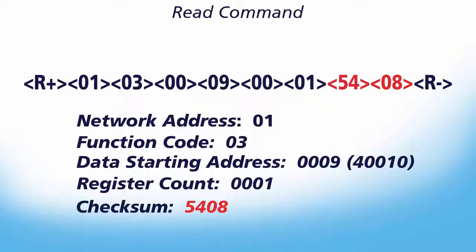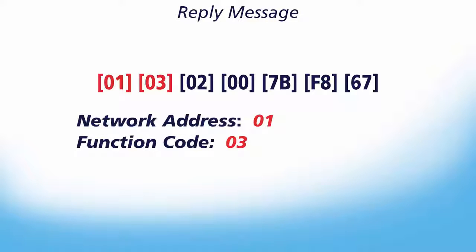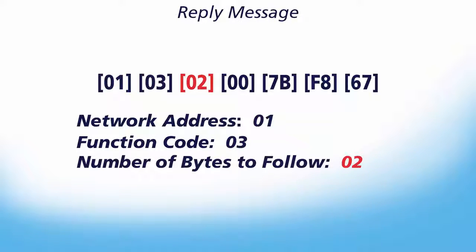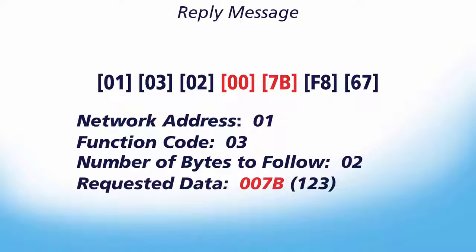the checksum. Now in the case of a reply message to this request, we would get the node address and the function code repeated back, then the number of bytes of data to follow, and you can see we have 2 bytes, then the requested data itself, which in this case is 007B, which in regular numeration would be 123, and the checksum.